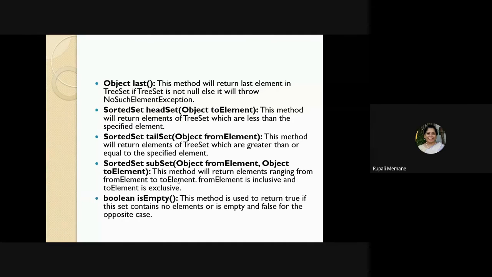Then you have the method which is isEmpty. If you want to check whether the tree set has any elements, you use the method isEmpty. If there are elements, it will return false. If there are no elements, that means the tree set collection is empty, it is going to return true.